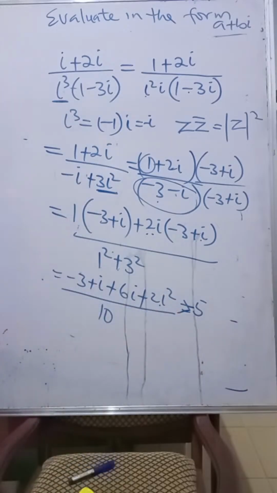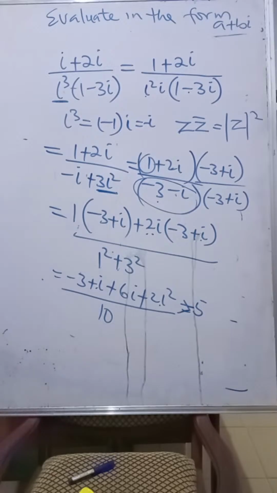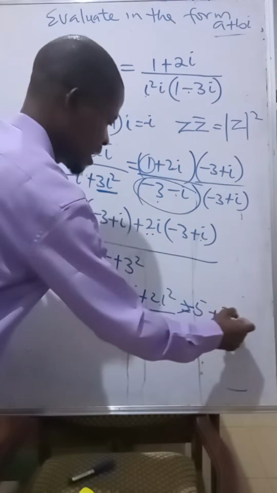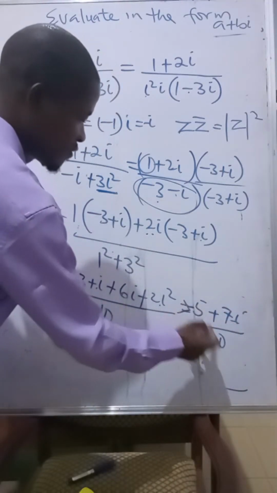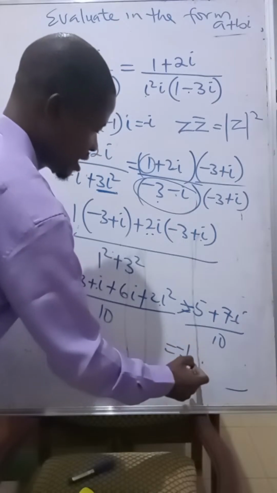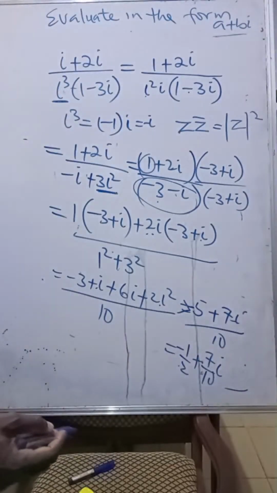And then this one and this one, there's no mistake there. That's plus 7i. Plus 7i over 10, which is the same thing as minus 5 over 10, that's minus 1 over 2, and then plus 7 over 10 i.